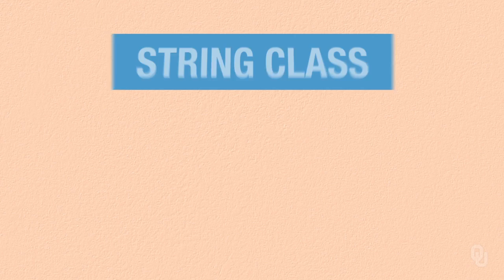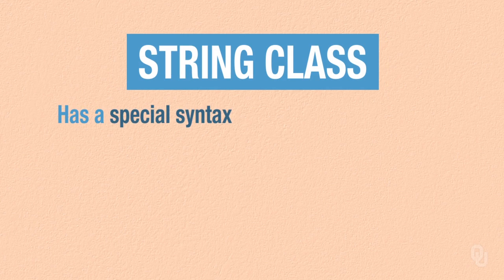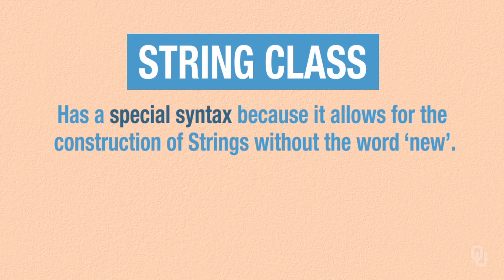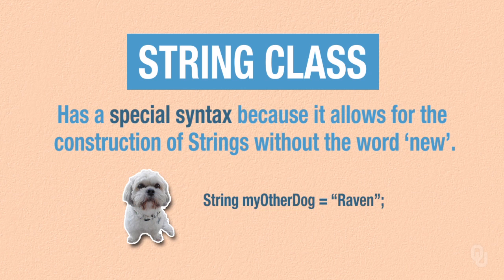The String class has some very special syntax. We're allowed to construct Strings without using the word new. This is the only class in Java that has this privilege. So for example, we can say String myOtherDog = "Raven". This is also a constructor call.